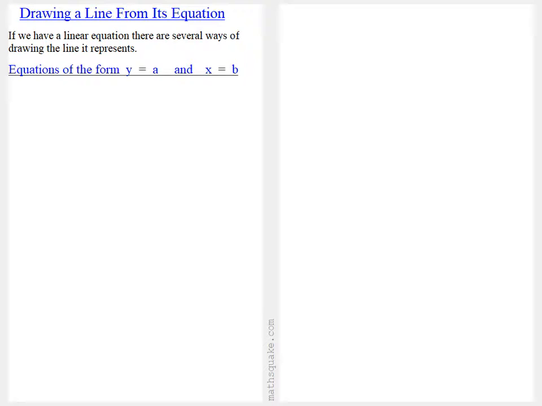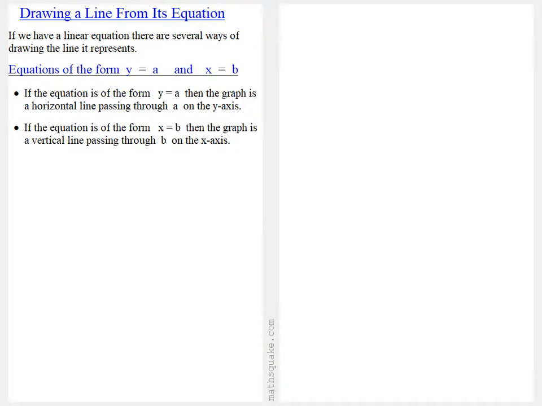So let's see how we can draw a line from the equation. If we have a linear equation, there are several ways of drawing the line it represents. First of all, the equation may be in the form y equals a, there's no x term there, or x equals b, and there's no y term there. If the equation is of the form y equals a, then the graph is a horizontal line passing through a on the y-axis. If the equation is of the form x equals b, then the graph is a vertical line passing through b on the x-axis.